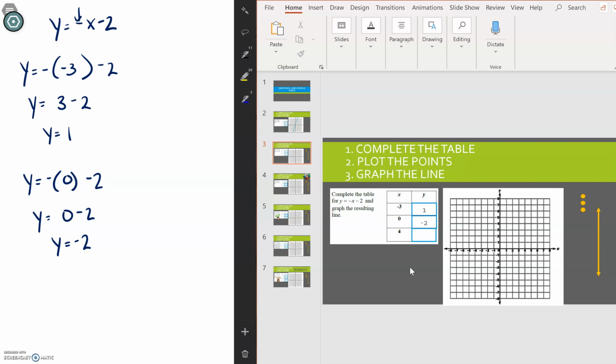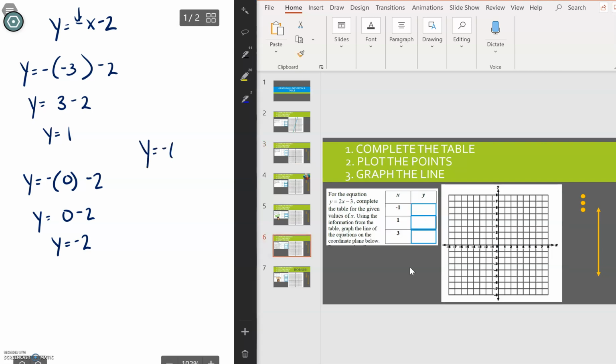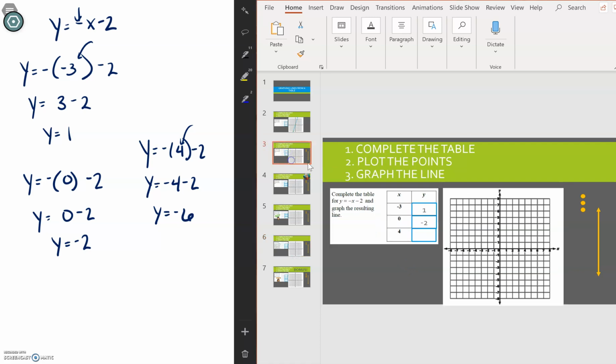And the last value is 4. Notice how we still have that negative. Notice when we're substituting in a negative, we have a double negative, and when we're substituting in a positive, there's just one negative value. Alright, so we have negative 4 minus 2, which would be negative 6. Same signs, add the numbers, keep the sign. Alright, once we have that square selected, we can type in our y value.